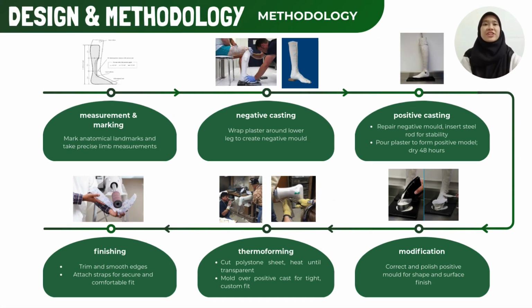For the manufacturing process, we use a conventional method. This method involves several steps, from leg measurement to the final product. First, we measure the leg and mark important points. Next, we make a negative mold using plaster. Then, a positive cast is created and left to dry. After that, the cast is modified and smoothed to get the correct shape.